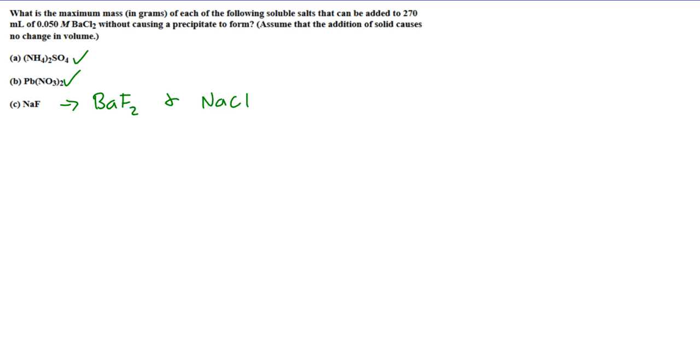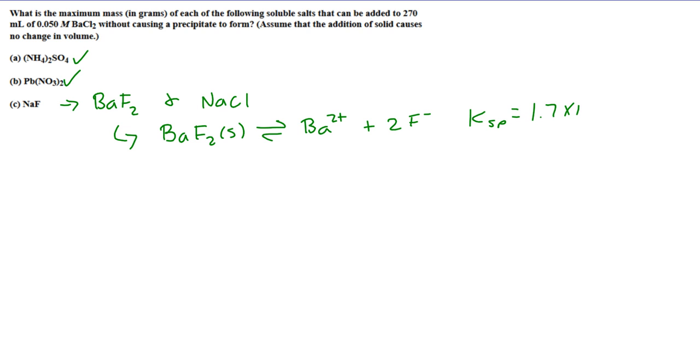Barium fluoride, on the other hand, is insoluble. So barium fluoride is going to be the one that we're going to have becoming a possible precipitant. So we will write its equilibrium dissociation. So when this dissociates, we get barium ions, 2+, and again, 2 fluorides. Like that. And the Ksp value from that, from the table for barium fluoride, is 1.7 times 10 to the -6.